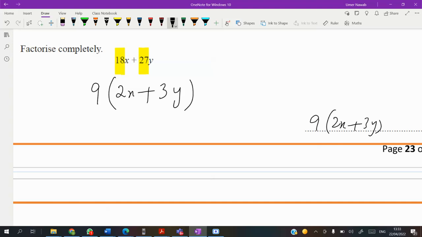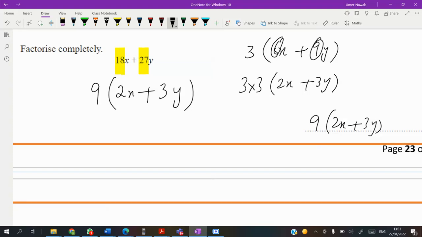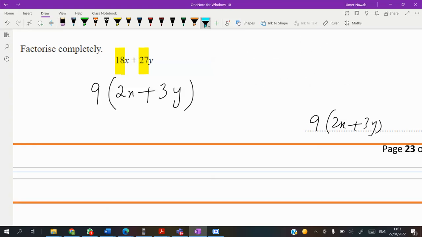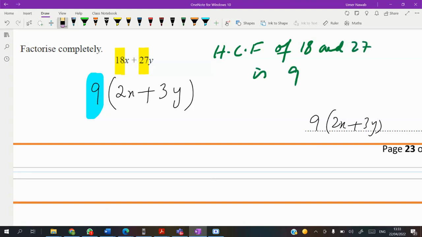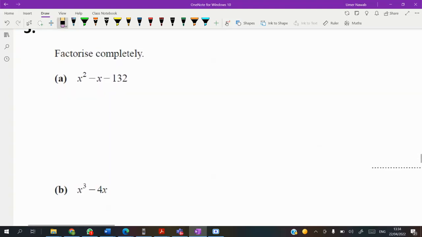I want to mention, if a student takes 3 out, he will write 6x plus 9y. And imagine again 6 and 9 has something common. So again, you will have to take 3 common again. So then you will have in the bracket. So it needs 2 more steps. I don't want that. So always go for the highest common factor of these two numbers. So the highest common factor of 18 and 27 is 9, not 3. So always take the highest common factor from the two terms or more than two terms.